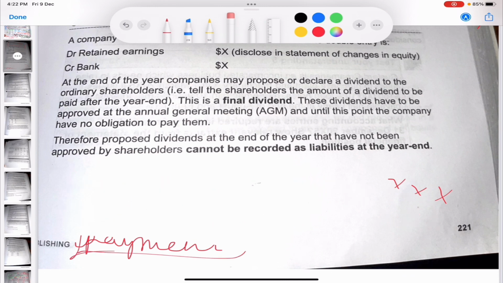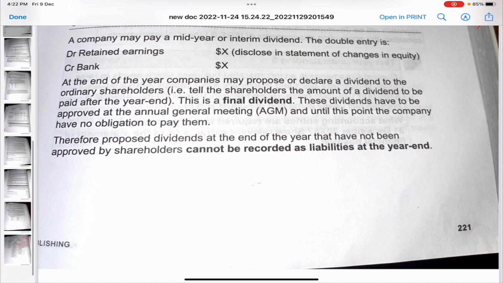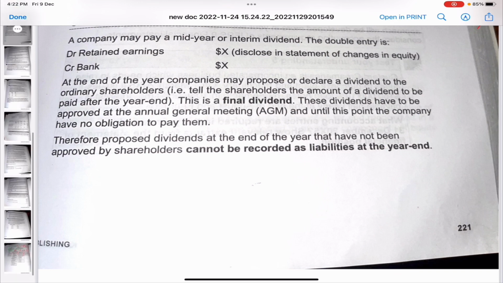Payment of dividend. Debit retained earnings because we are reducing the retained earnings, because we are giving away the dividends from the retained earnings. And credit bank because money also goes out from the bank.